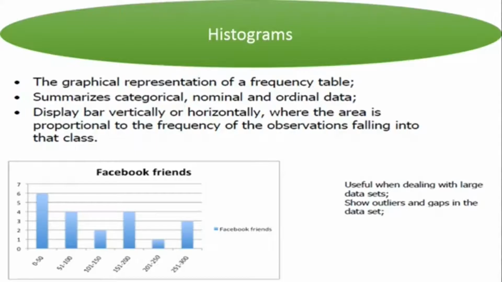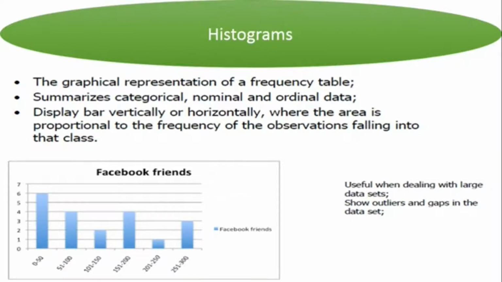The other way of representing data is the histogram. A histogram is a little bit different to a bar graph, in that in a bar graph you only need your data to be categorical. In a histogram you need your data to be categorical, nominal, and ordinal. So that's the particularity of using a histogram. You need to have categorical data, and the other condition is that your data need to be nominal and ordinal.